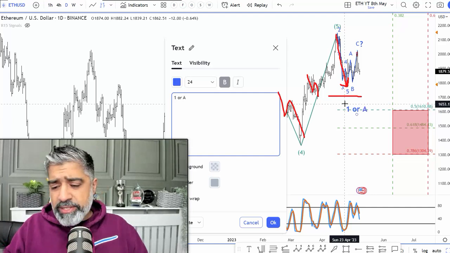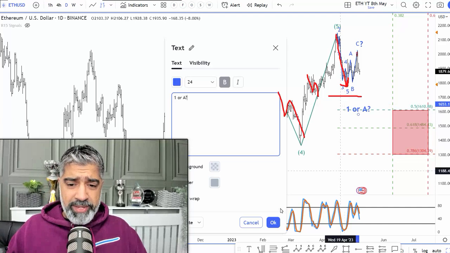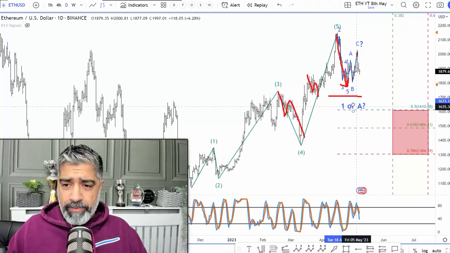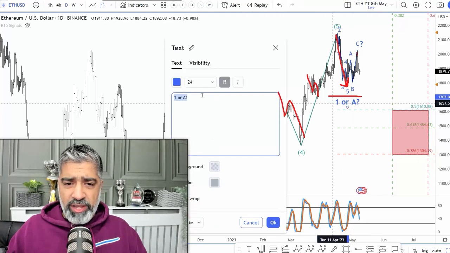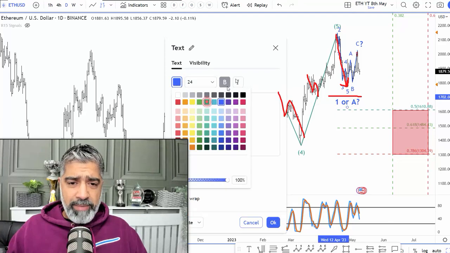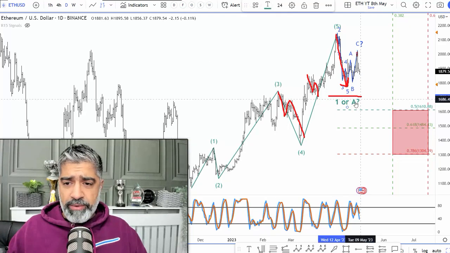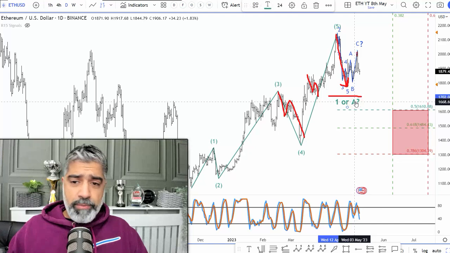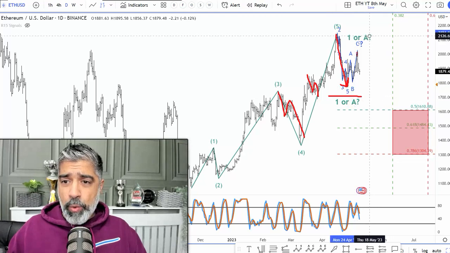Let me just draw it like this. I'm going to put a question mark just because it hasn't been confirmed yet. And we'll actually change the color to green so it matches the higher degree wave count. Then the next move to the upside is a 2 or B.